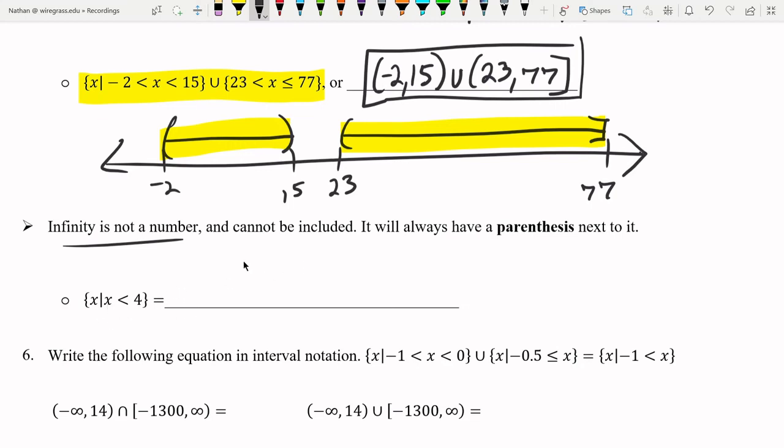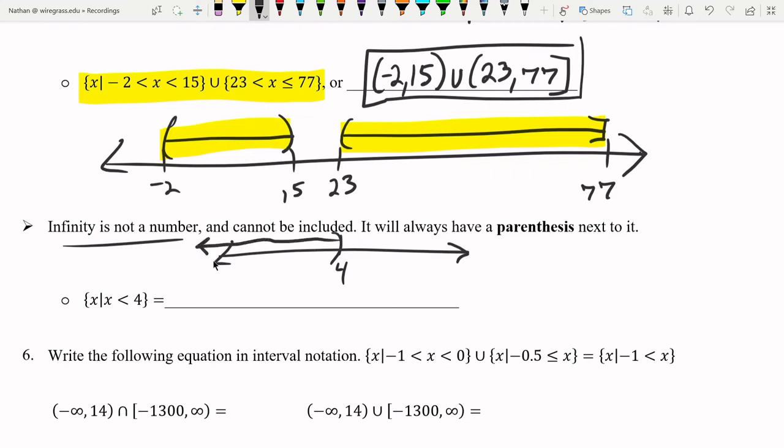So I'm just going to draw this here real quick. We have x less than 4, so 4 is here. X can't equal it, so I'm going to use a parenthesis. And it's less than 4, so I'm going to show that by just drawing an arrow.